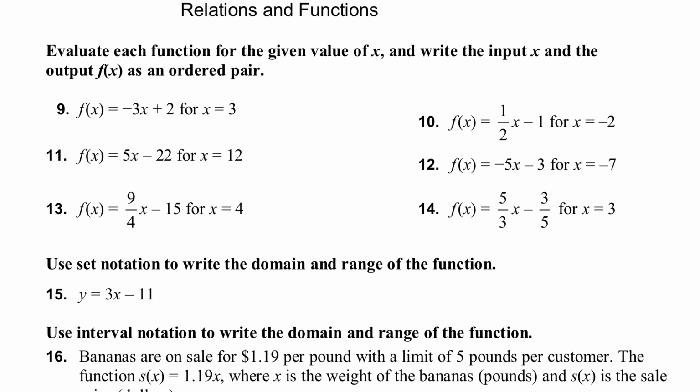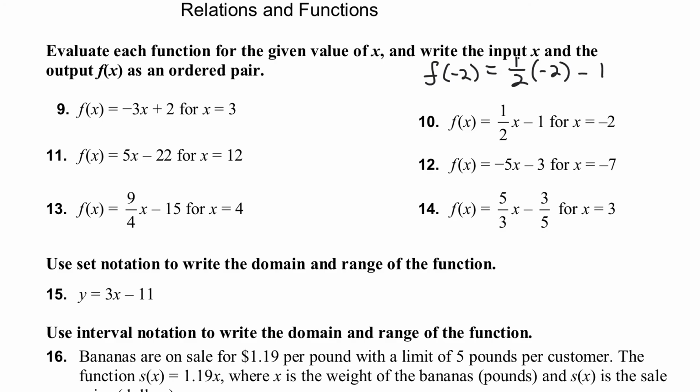For number 10, we have evaluate each function for a given value x. Write the input and the output f of x as an ordered pair. So we have f of -2 equals 1/2 times -2 minus 1.